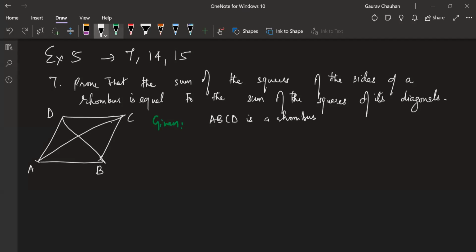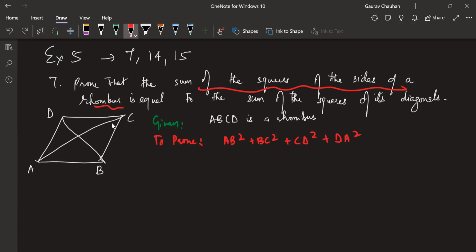To prove is that the sum of the squares of the sides of a rhombus is equal to the sum of the squares of its diagonals. The sum of the squares of the sides means AB square plus BC square plus CD square plus DA square, is equal to the sum of the squares of its diagonals, which is AC square plus BD square. Everyone clear with given and to prove? Give me a thumbs up.